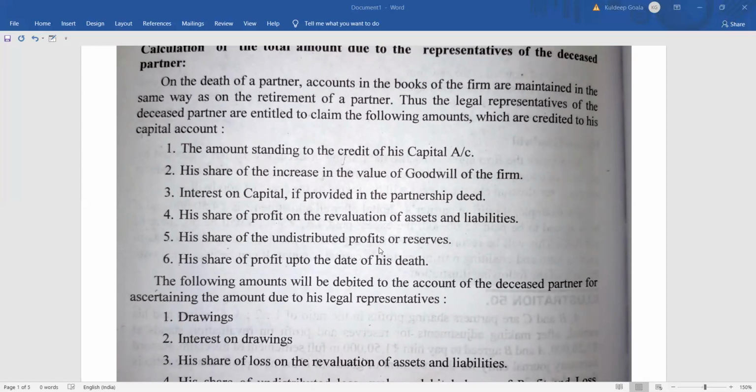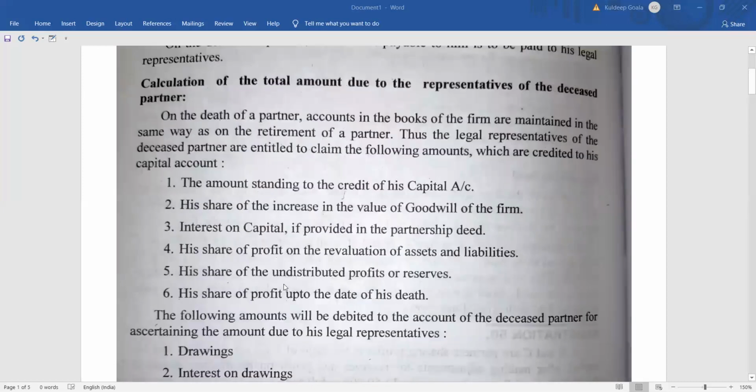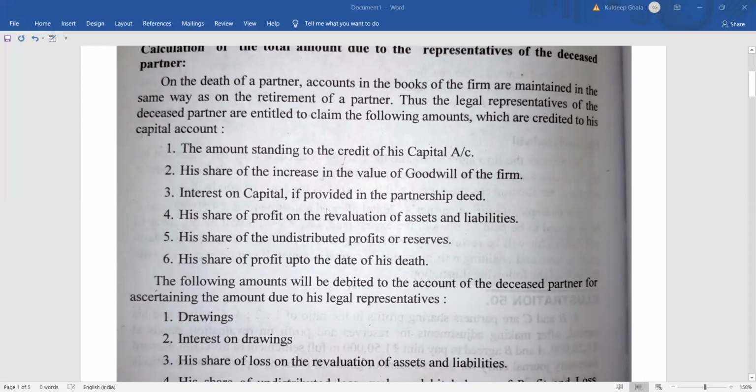His share of undistributed profit, okay, he will get the share of undistributed profit reserve, like accumulated profit is there, accumulated reserves are there, like losses are there, all those he will get, right? And after that his share of profit up to the date and time of death, मतलब जितने दिनों तक जिंदा था उतने दिनों तक का, right? And I've already mentioned that these all things will be added as well as deducted.